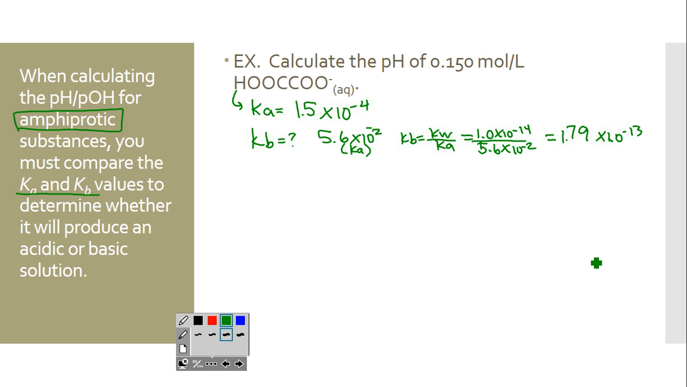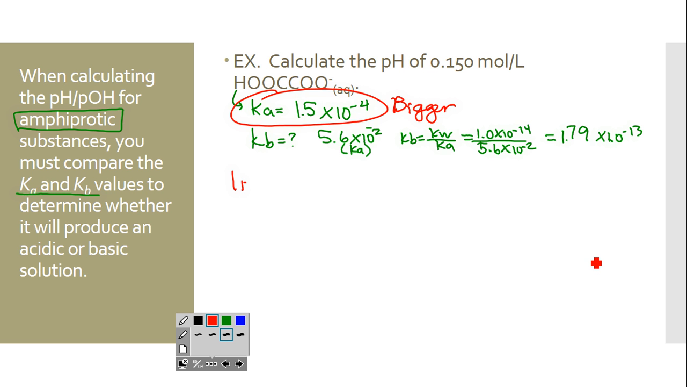Now that we know that Ka is higher, this is bigger, my conclusion is this is going to act as an acid, not as a base. Even though it could have acted as either, it's more likely that it's going to act as an acid.